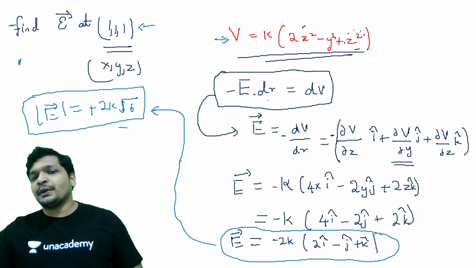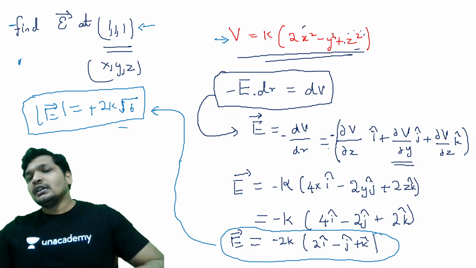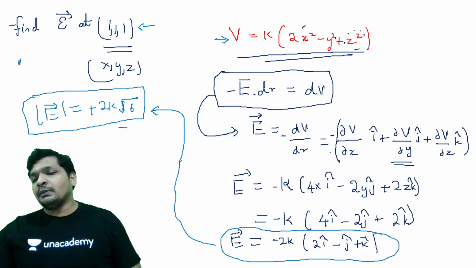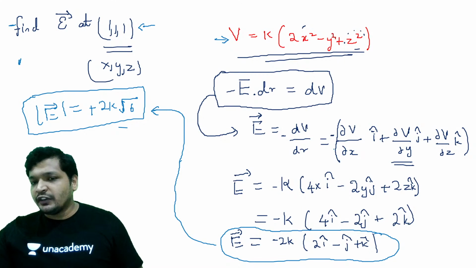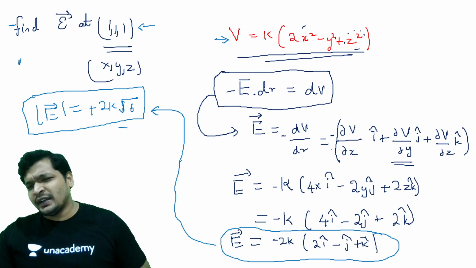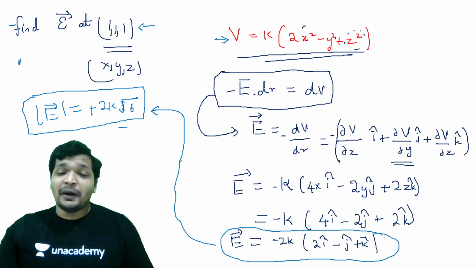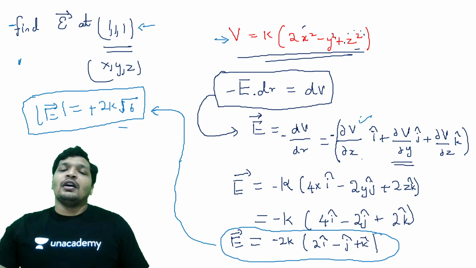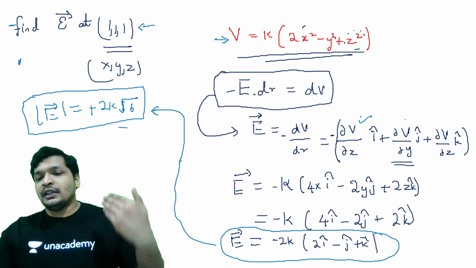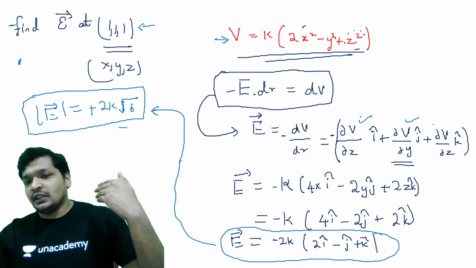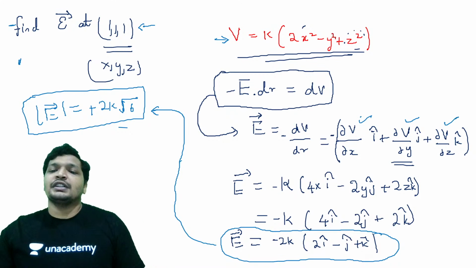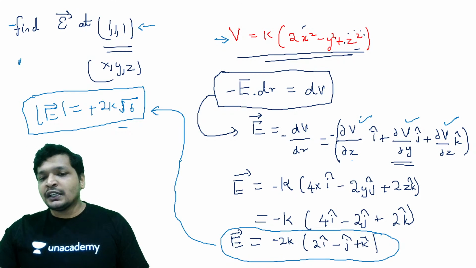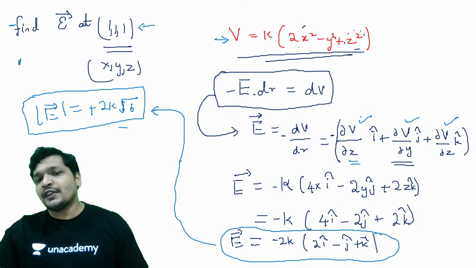Do a differentiation with respect to r, and then just find out, then partially differentiate dV. dV by dx i cap, dV by dy, dV by dz. Partially differentiated potential with respect to x, partially differentiated potential with respect to y, partially differentiated potential with respect to z. Partially differentiated potential with respect to x, we got it as 2 into 2x. We got it as like 4x i cap.